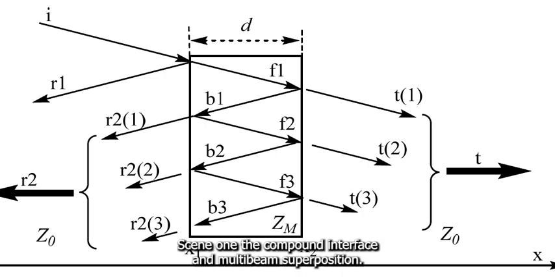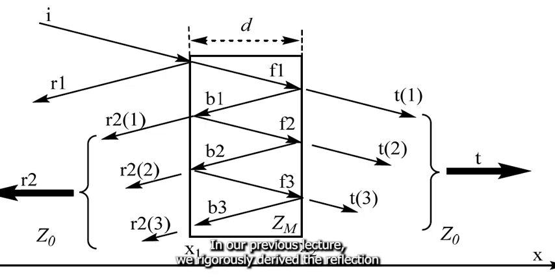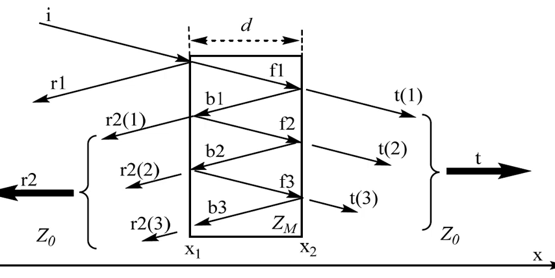Scene 1, the compound interface and multi-beam superposition. Welcome to the second lecture of the Wave Mechanics of Microwave Absorption series. In our previous lecture, we rigorously derived the reflection and transmission coefficients of an isolated interface boundary, proving they are constant properties Rm independent of sample thickness d.